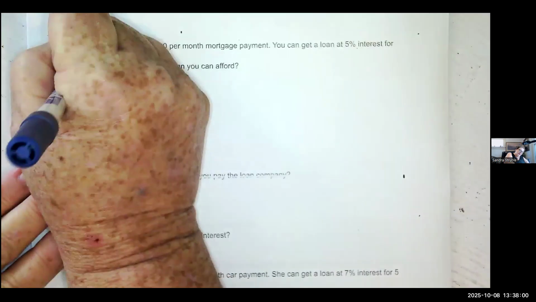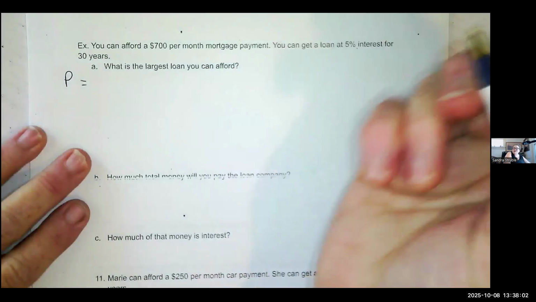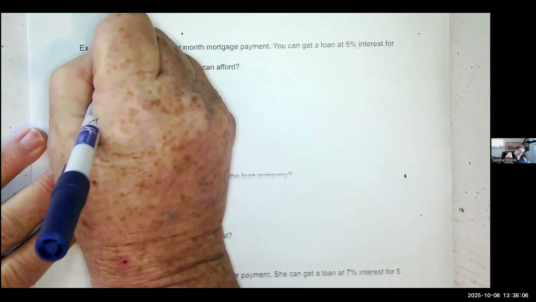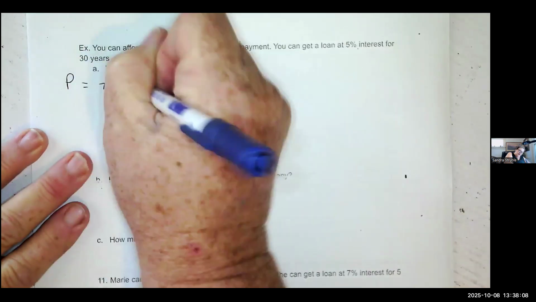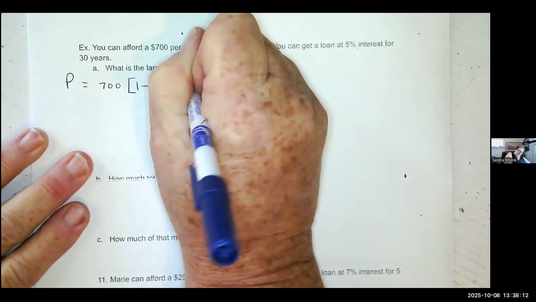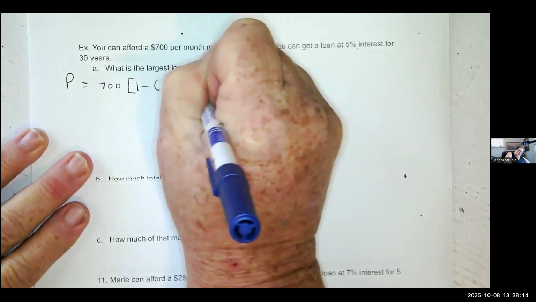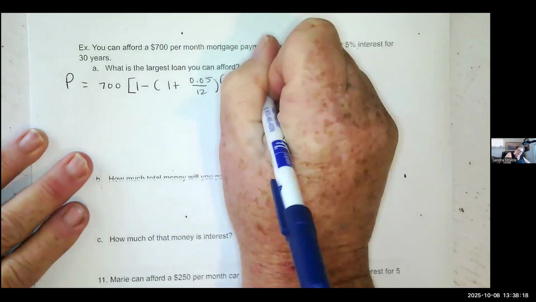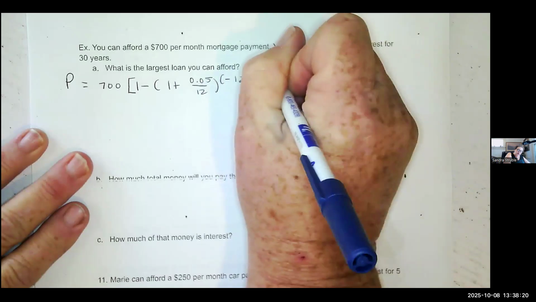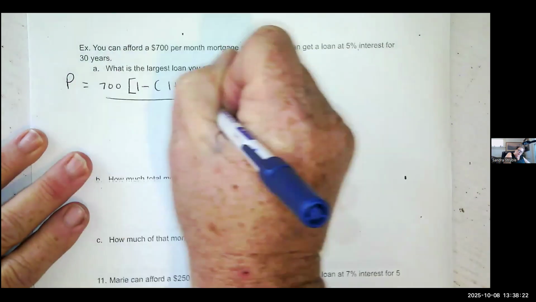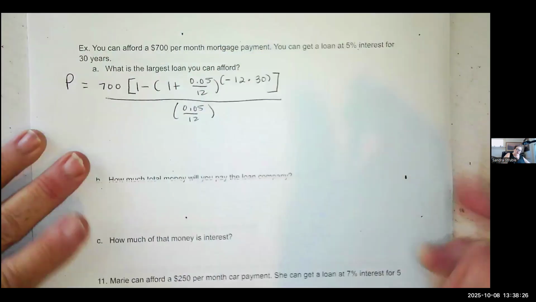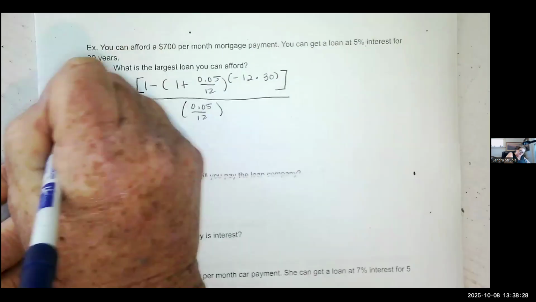Let's do the setup on this. We're going to find out how much of a loan you can afford. And you can do this when you're doing a car loan as well to find out how much you can afford. So $700 a month, interest rate of 5%, monthly payments, -12 times 30 years. That's the longest lifespan I know of for a home loan. All right, let's do this calculator version.